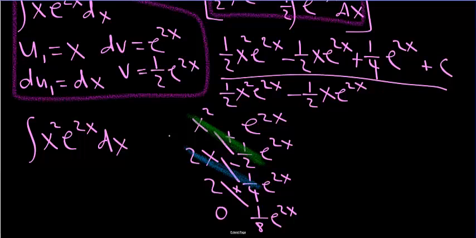And then finally, the grand finale, we've got 2 times 1/8. That's 1/4. And it's a plus. So it's going to be plus 1/4 e to the 2x plus c. See? And that's tabular integration. So in other words, it's integration by parts, but it's kind of a shortcut. We just get right to the nitty-gritty and work it out, find the terms.